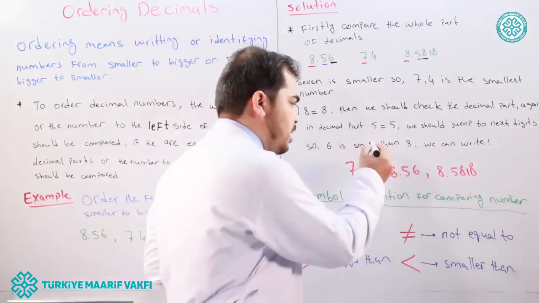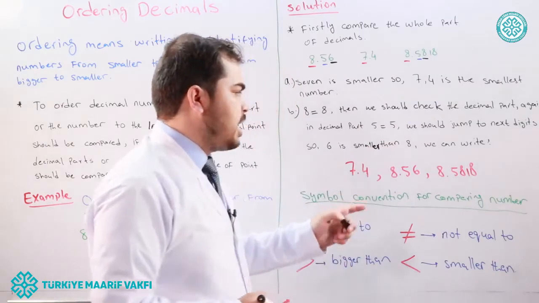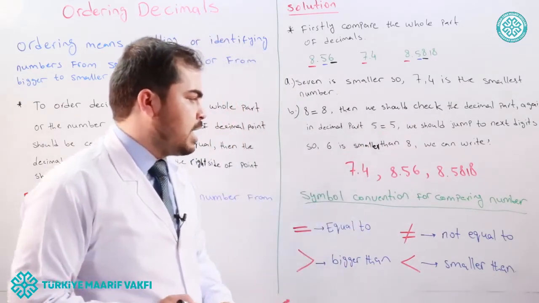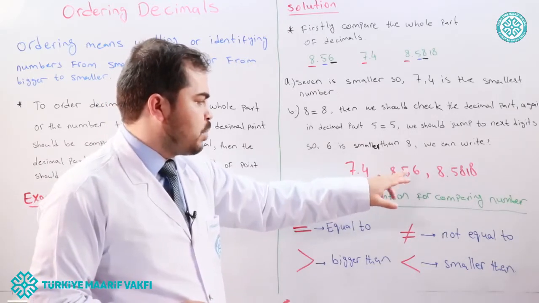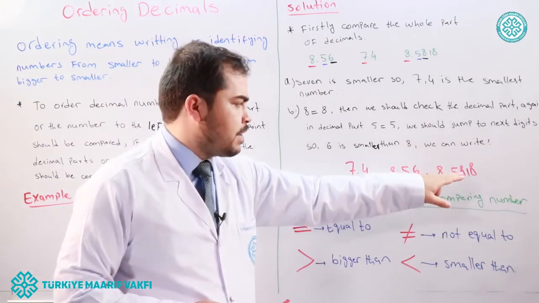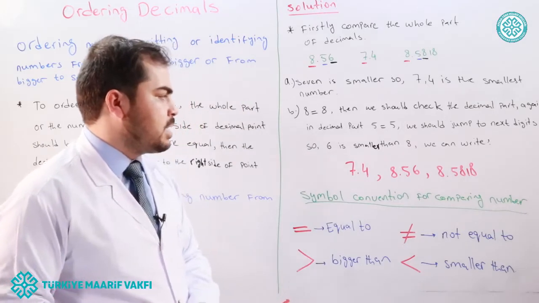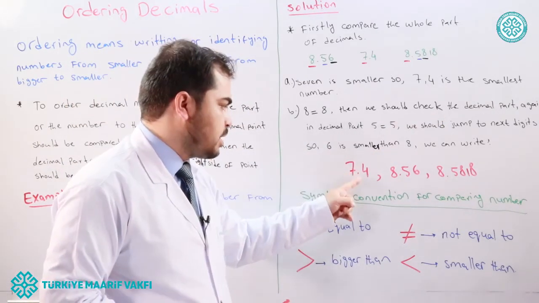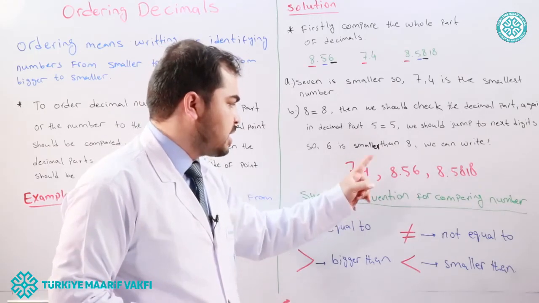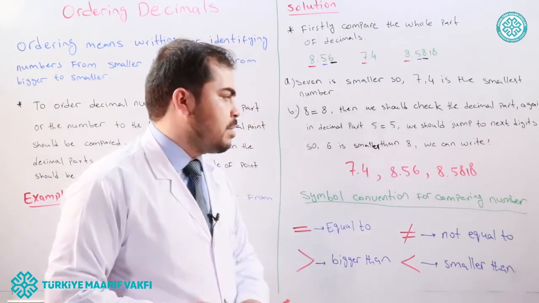So 6 is smaller than 8, and we can write the numbers from smaller to bigger. How do we write them? 7.4, 8.56, and 8.5818. This is an ascending order, going from smaller to bigger. This is the smallest, this is smaller, and this is the biggest.